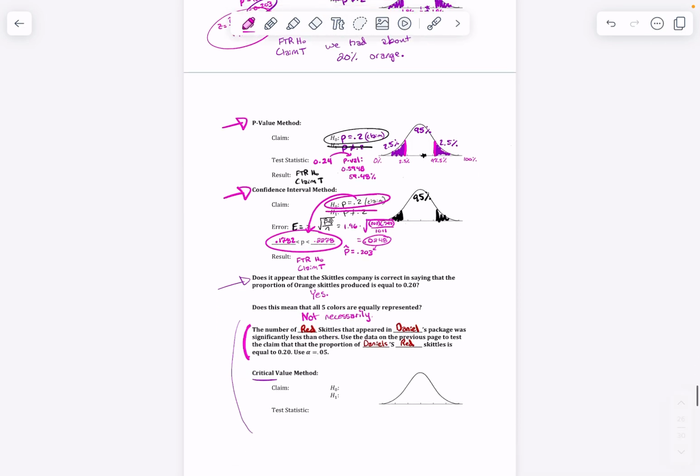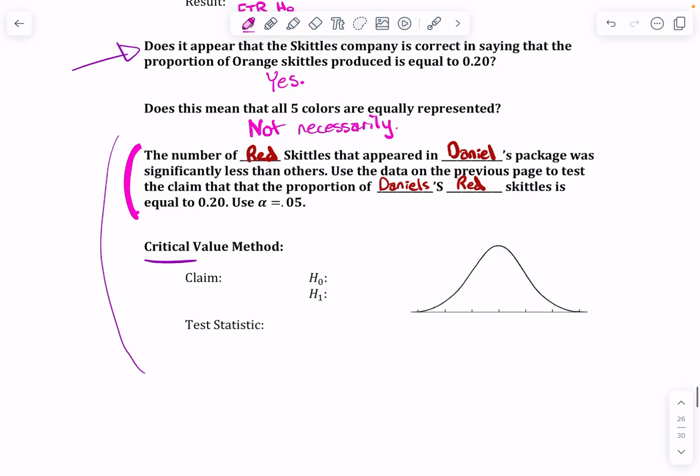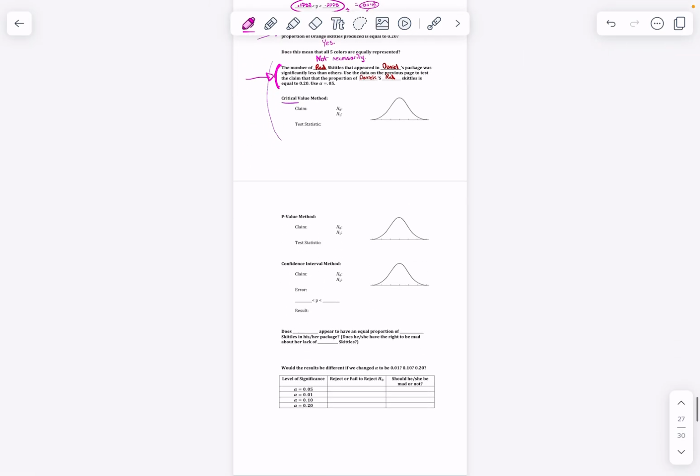Now, I'm going to go down here to, hopefully you guys are all at this same spot, down here to this middle, I guess like the last question on the second page, and we're going to fill this in using some different data, okay?